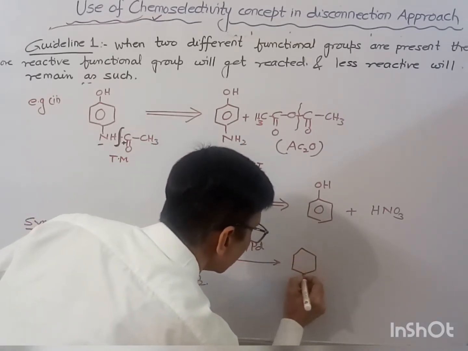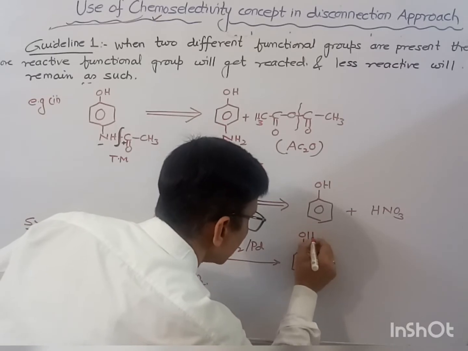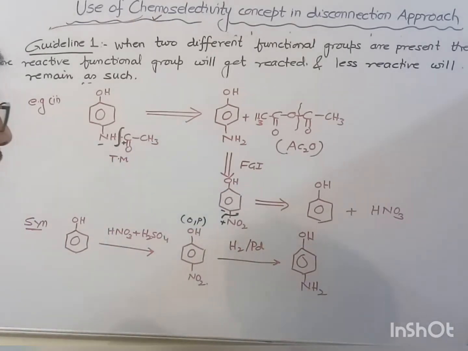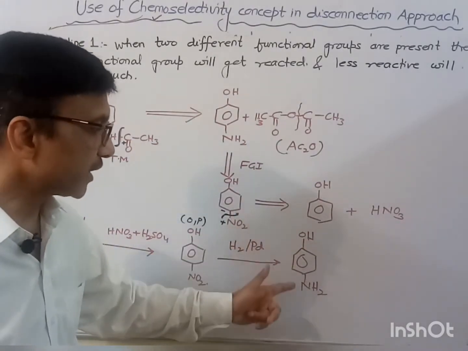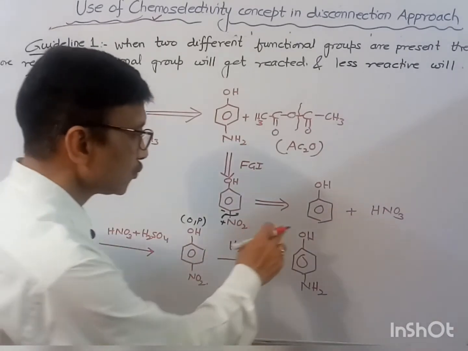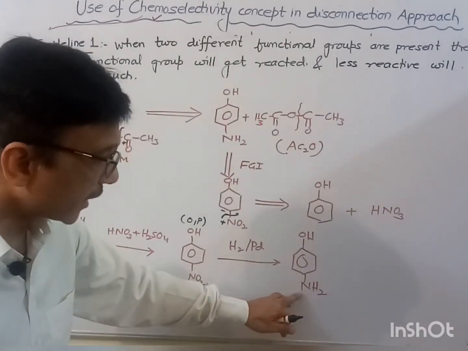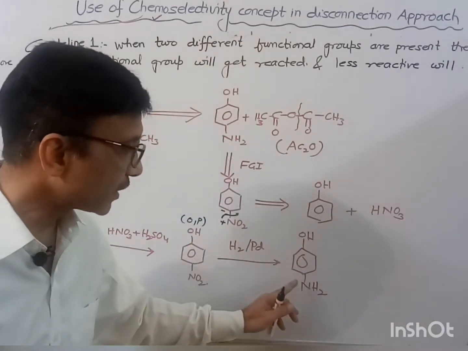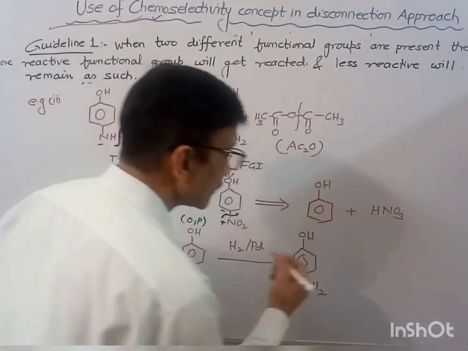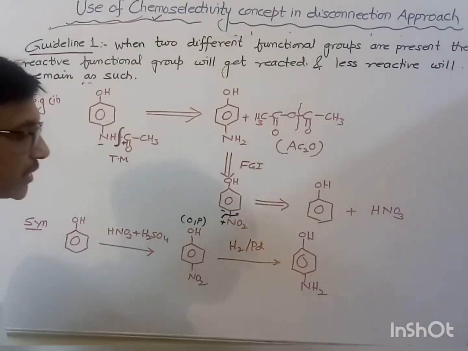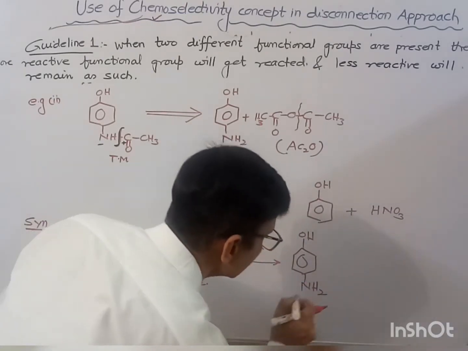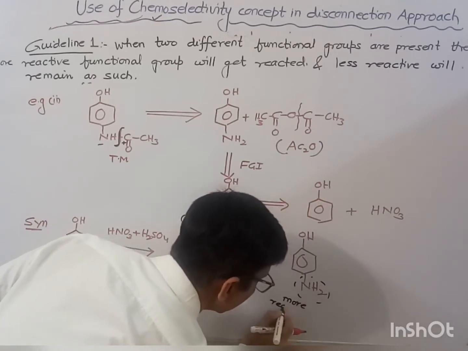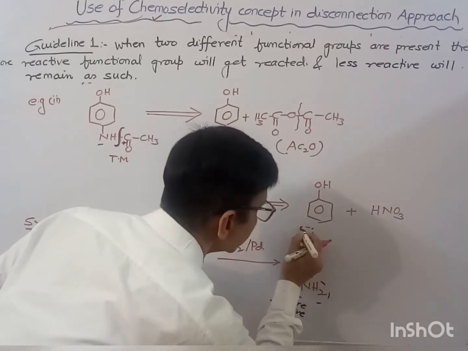So it will undergo reduction into this NH2 group. Now if you see here, two functional groups are there. One is OH and another is NH2. Out of these two, nitrogen being less electronegative and oxygen being more electronegative, this NH2 will act as a strong nucleophile, and OH will act as a weaker nucleophile. So we can say that this is the more reactive functional group, and this will be the less reactive functional group.